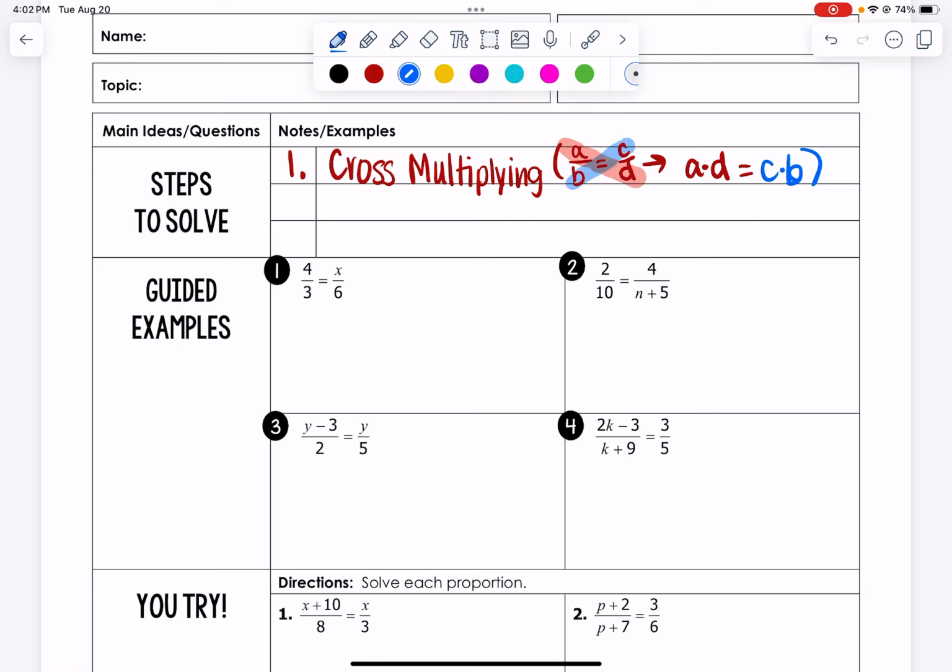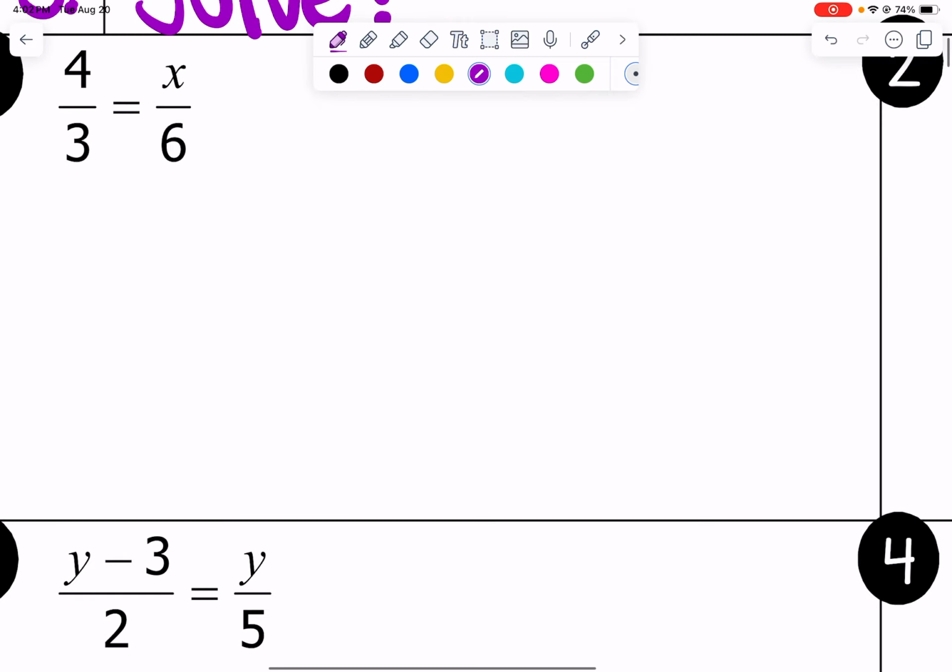After this, we will distribute, if that is something that the problem needs. Not all problems will require you to distribute. That is just as needed. And then for 3, we just solve. So we're going to do 1, 2, 3, and 4 all together, going through every step.